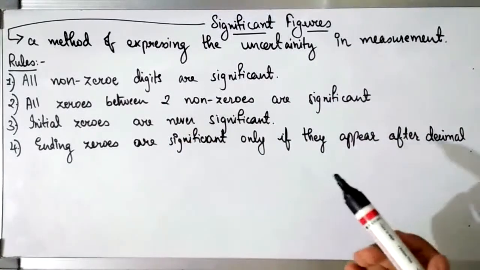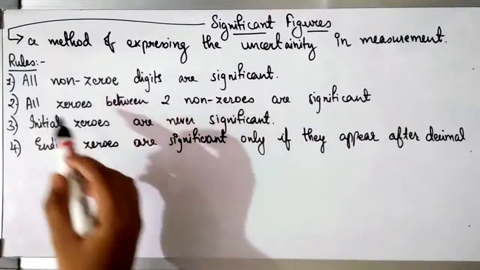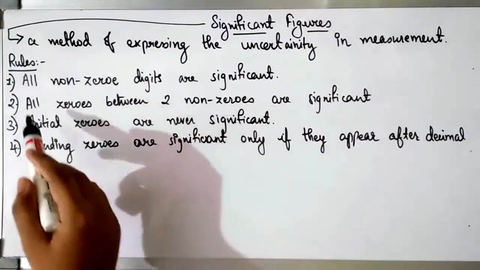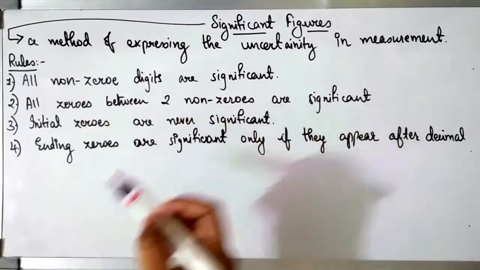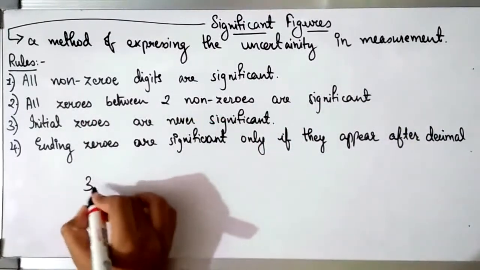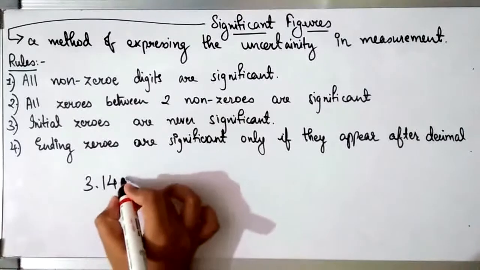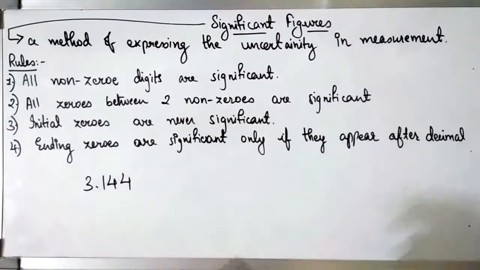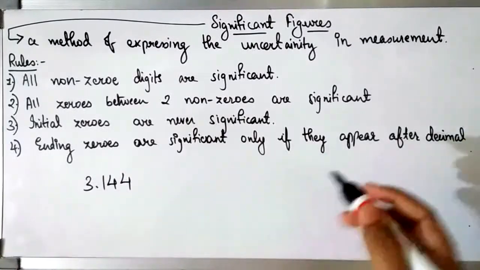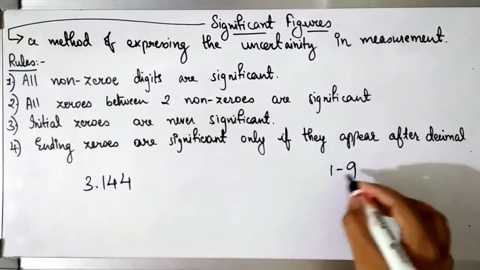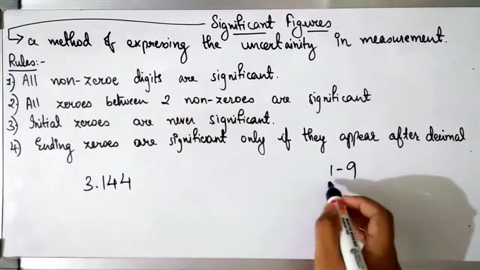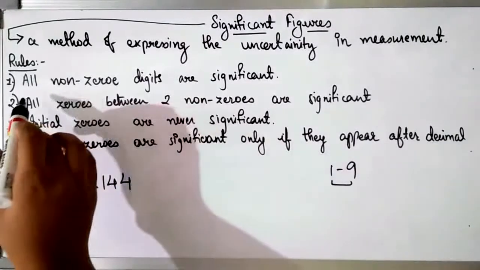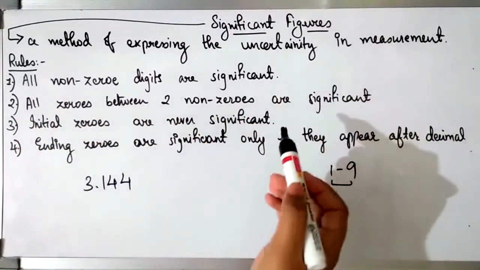Now let's see what the rules say. I have written all the rules over here. The first rule says all non-zero digits are significant. For example, we have a number called 3.144. Over here, what are non-zero digits? The digits from 1 to 9 are non-zero digits because they're not zero, right? So these are non-zero digits and they say that all the non-zero digits are significant.